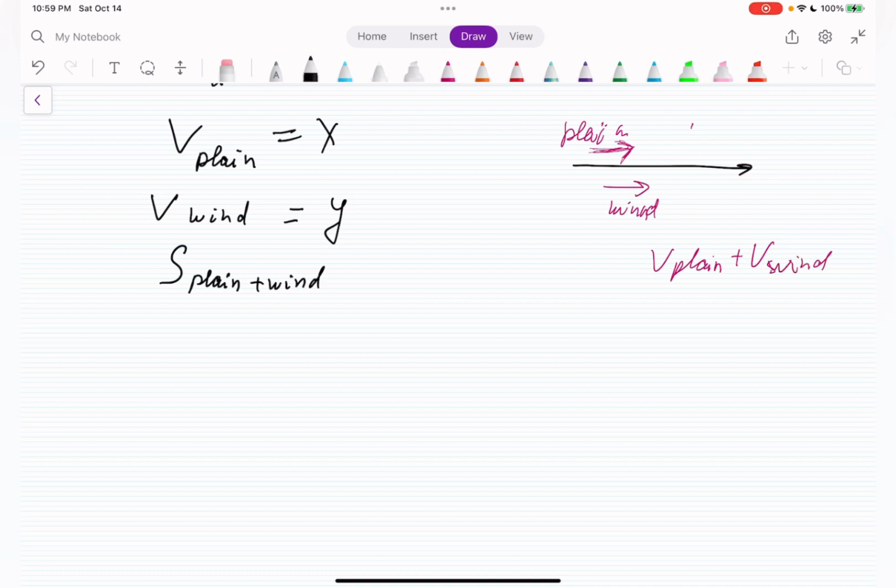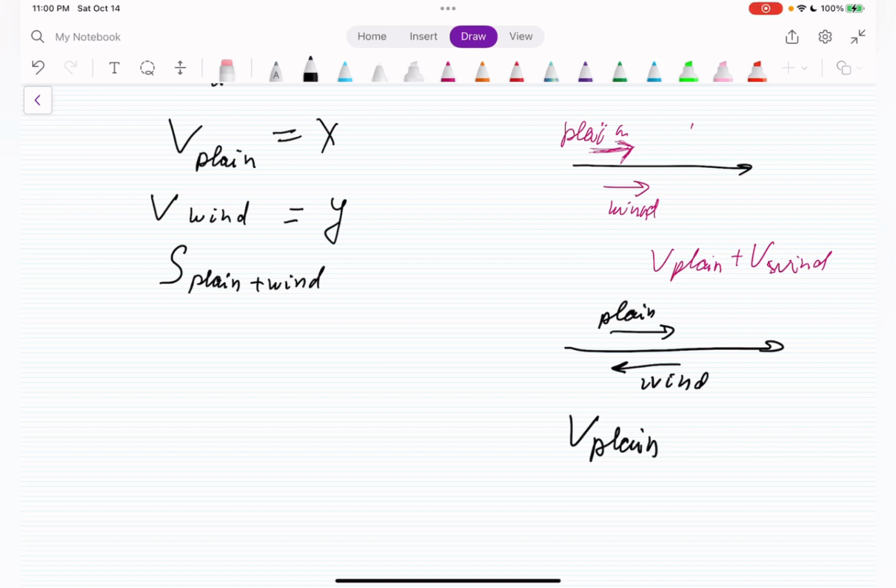But if the plane is flying against the direction of the wind, the speed of the plane is going to be minus the speed of the wind, right? Because it's going to cause an obstacle when the wind is going against.